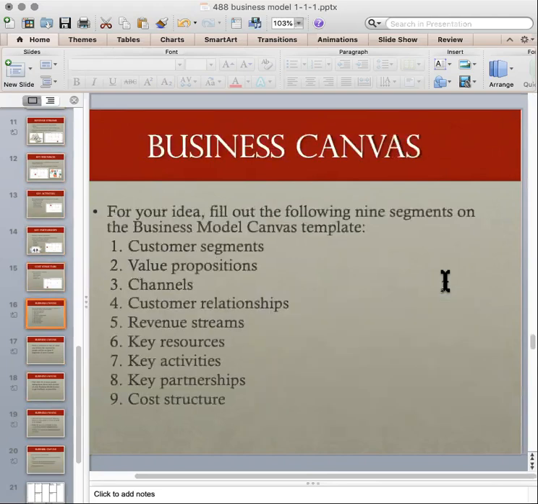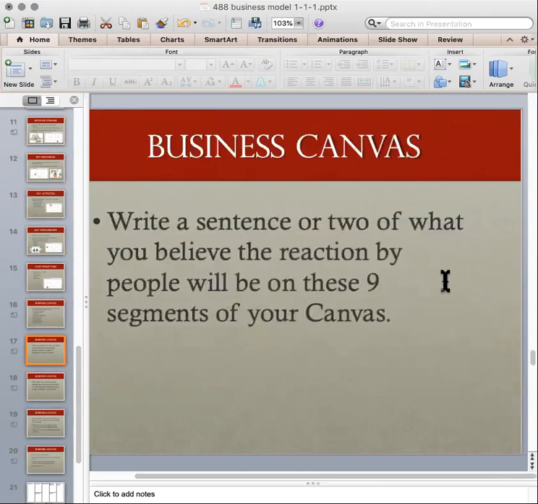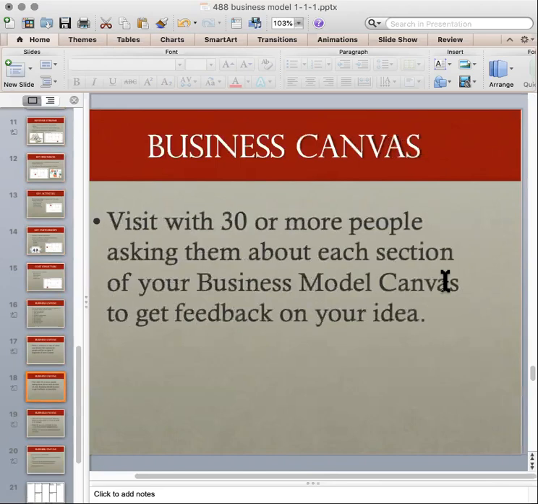For your business model canvas, initially you'll need to fill out all 9 segments or building blocks in the template. Then write a sentence or 2 of what you think the reaction will be by people who look at these 9 segments of your canvas when you interview them. The next and most important part of this assignment is interviewing or talking to at least 30 people face-to-face about each section of the business model canvas you created.